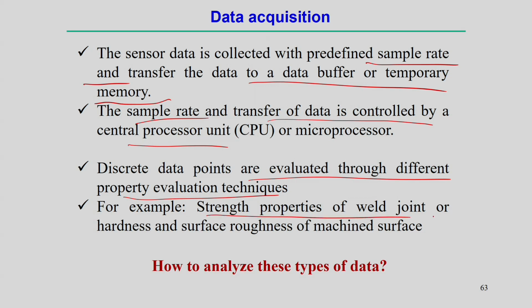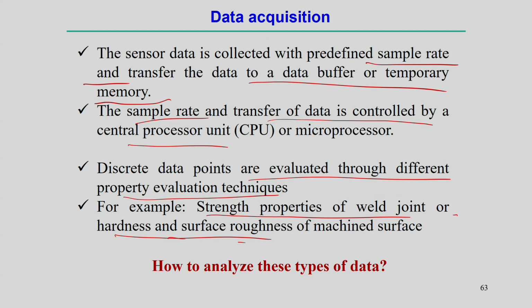For example, strength properties of the weld joint, hardness, surface roughness or machined surface can also be collected as measurements. These are the typical data we collect. Now, the point is that different processes, either online monitoring processes or offline monitoring processes, that means if you do some testing of the sample or testing of the manufactured components, we collect all the data. Now, the point is what we can do to analyze this data.